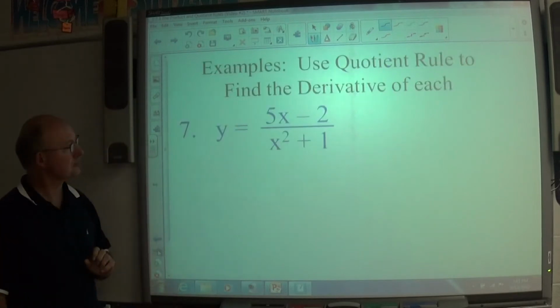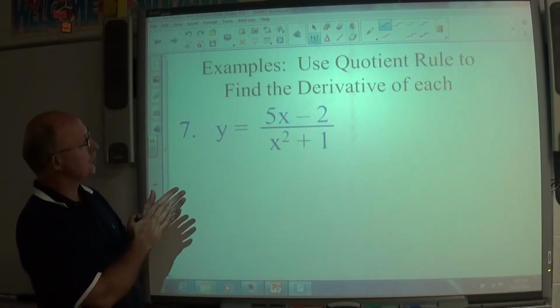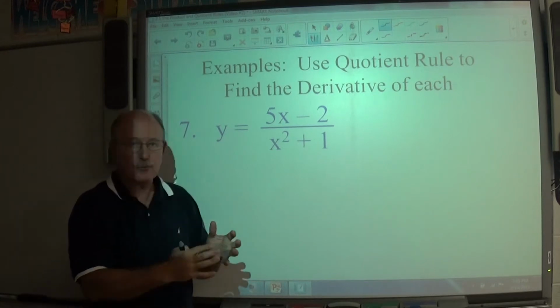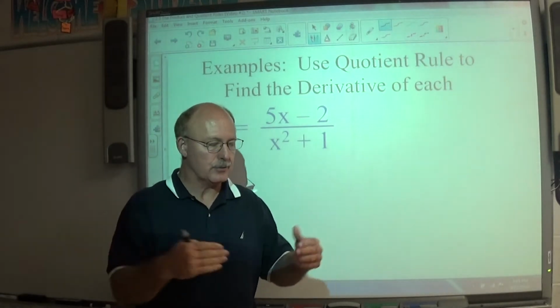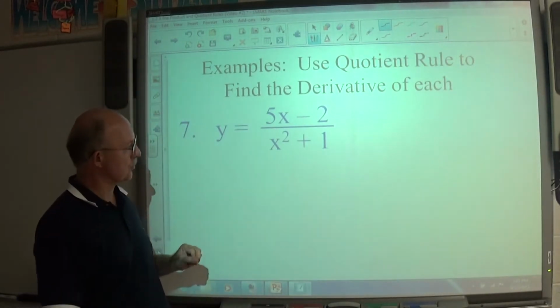Let's try another example. Okay, this says use the quotient rule to find the derivative of each. So this time, let's try the quotient rule. We did several examples just now of the product rule. This is the first one in this video that we've used the quotient rule with.